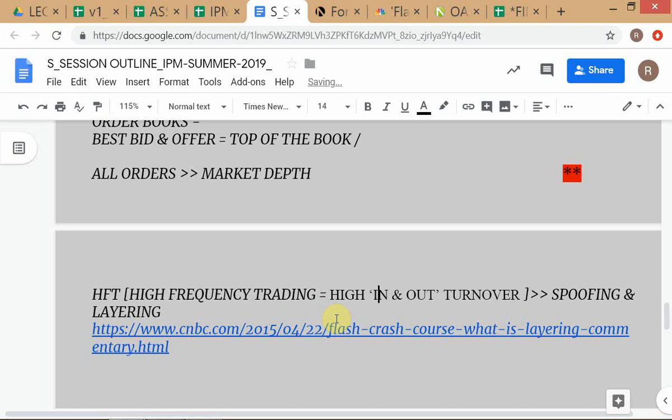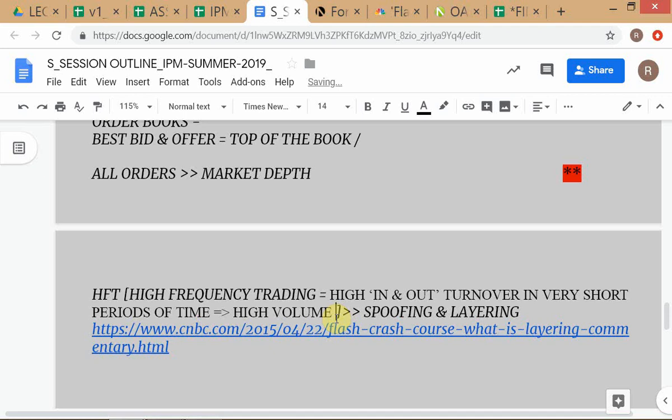There's actually a burger chain in the US called In and Out Burger. So, high in and out turnover in very short periods of time, which basically implies what you would call a high volume. You've heard these terms, high volume, low margin business. You are familiar with these expressions, okay? So a high volume, low margin business kind of philosophy.